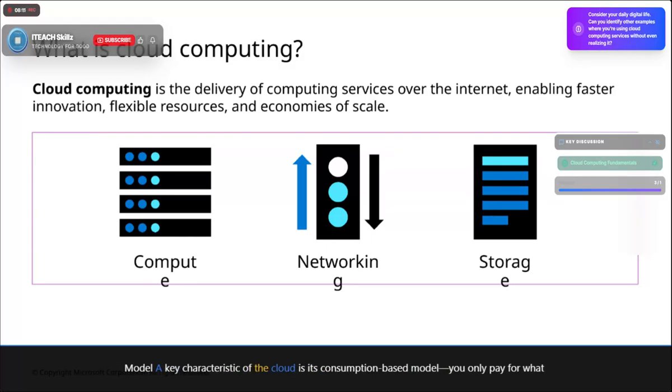Consumption-based model. A key characteristic of the cloud is its consumption-based model. You only pay for what you use. This differs sharply from traditional IT, where you're often making upfront investments in hardware that might sit idle much of the time. Imagine a water bill. You're charged based on how many gallons you consume, not a fixed monthly fee regardless of usage. The cloud operates similarly.